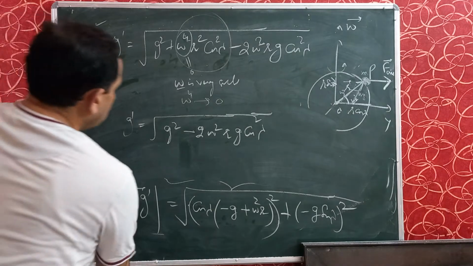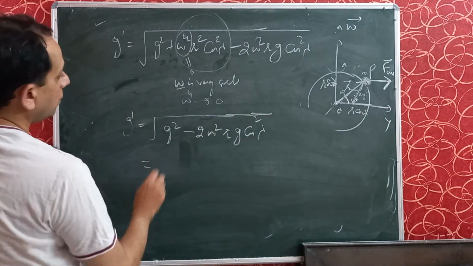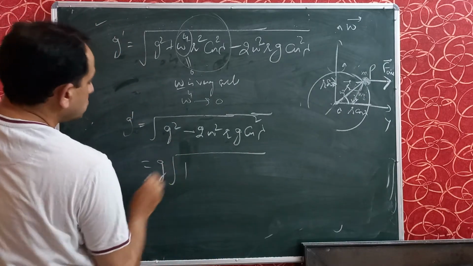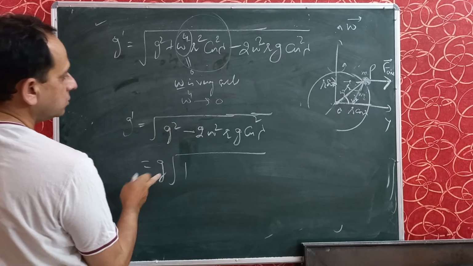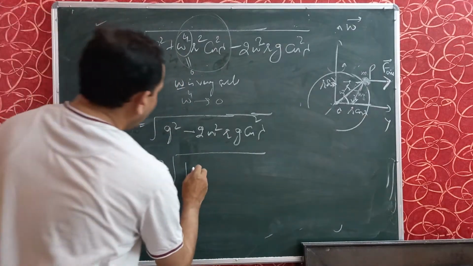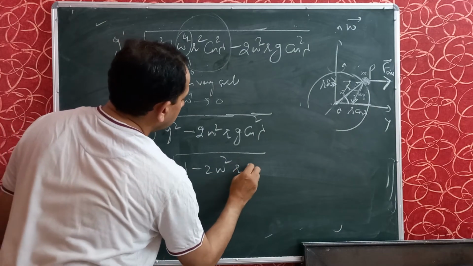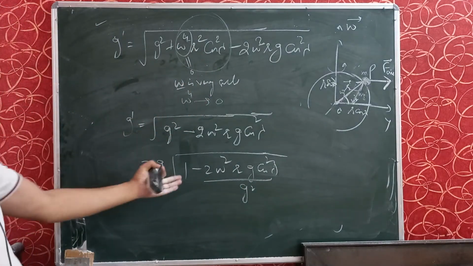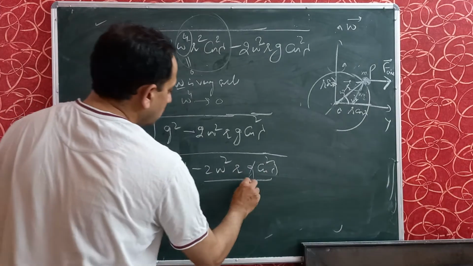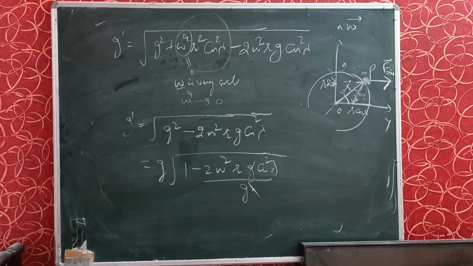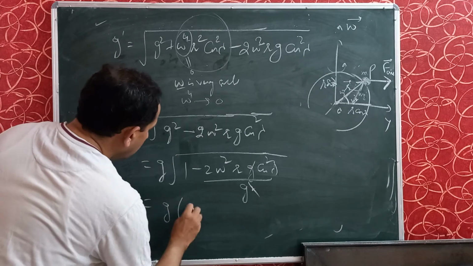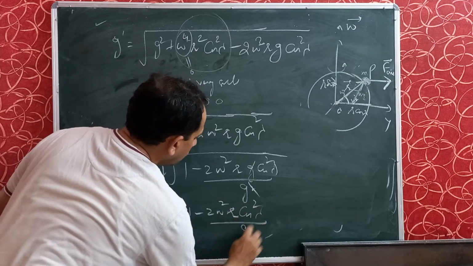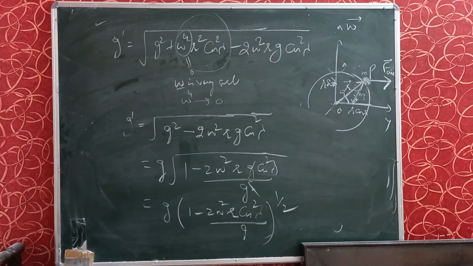Now we take g square common from inside to make the first term 1. Taking g square as common, it becomes g outside the square root of 1 minus 2 omega square r g into cos square lambda over g square. So dividing both terms by g square, g square is cancelled, and we get g into 1 minus 2 omega square r cos square lambda over g, raised to power 1 by 2.